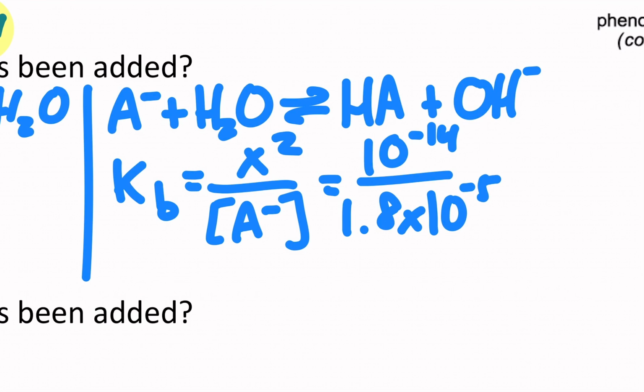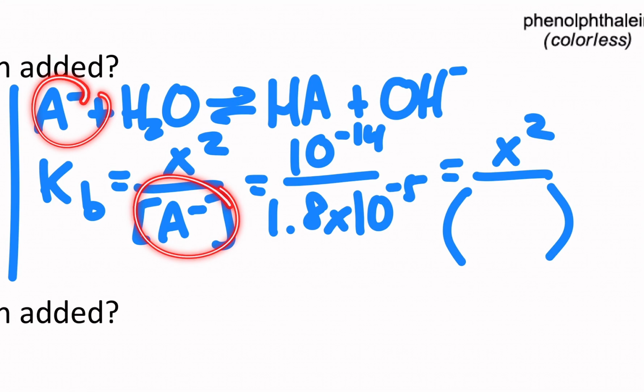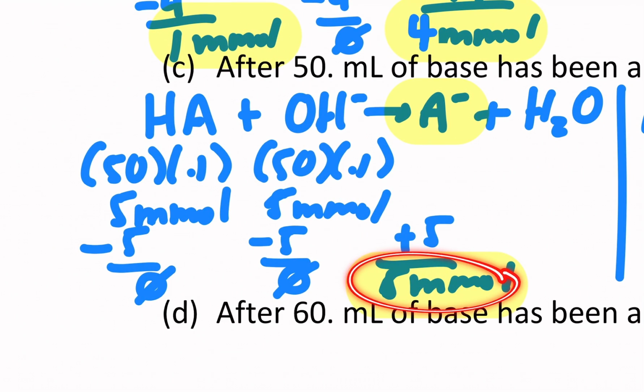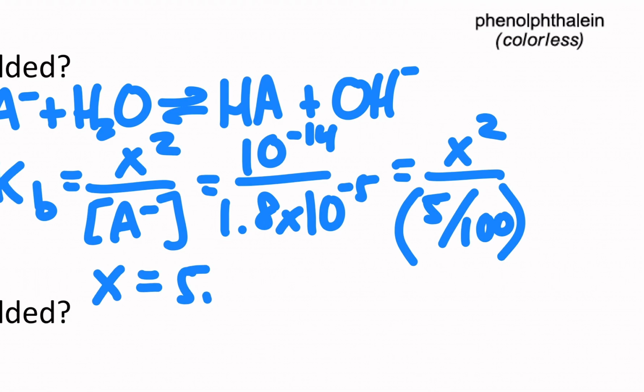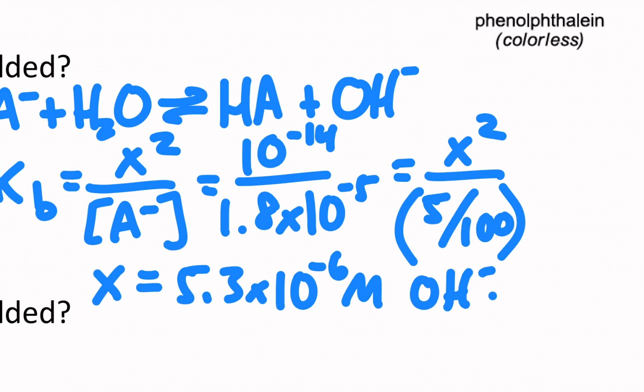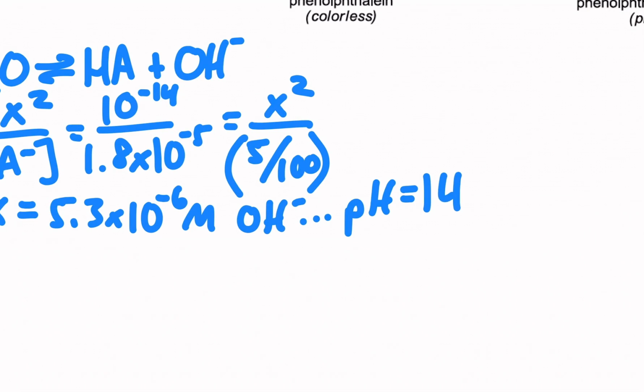I'm just going to write it out. I'm not going to solve for it. I'll just write out what the numerical values end up being. And that's equal to x squared over the molarity of the base at this point. What's my molarity of A minus at this point? Well, we have 5 millimoles of it divided by 100 milliliters total. So in this denominator, I get to put 5 over 100. There's my equation to solve for x. You solve for x, I get 5.3 times 10 to the negative 6 molar hydroxide. And when I solve for the pH, I'm just going to write it's 14 minus the pOH. So you take the negative logarithm of this number and then subtract from 14, you get 8.72.